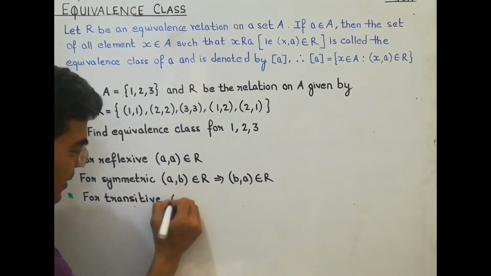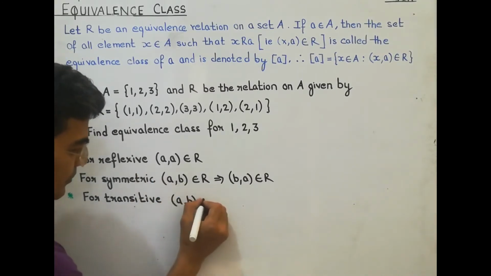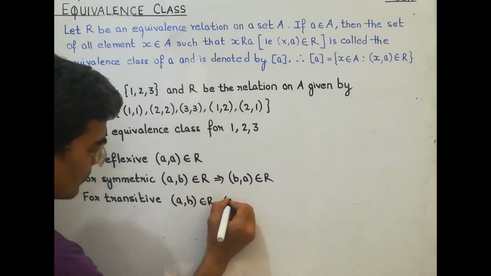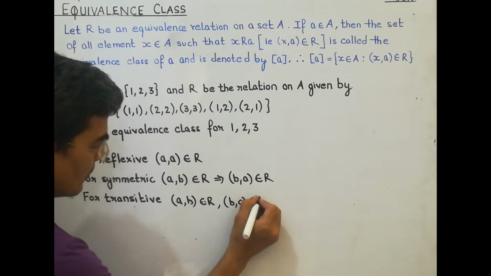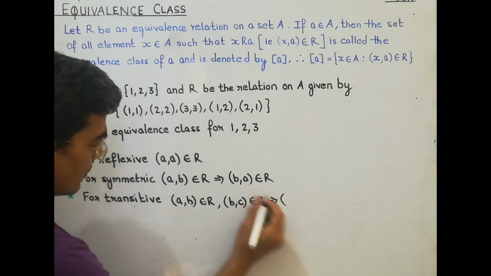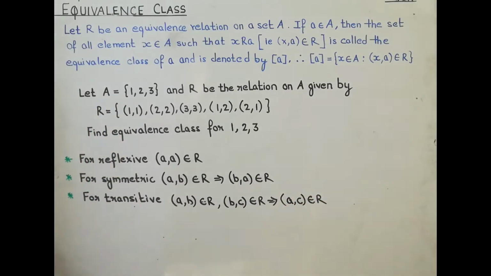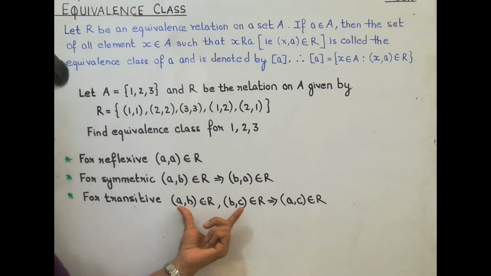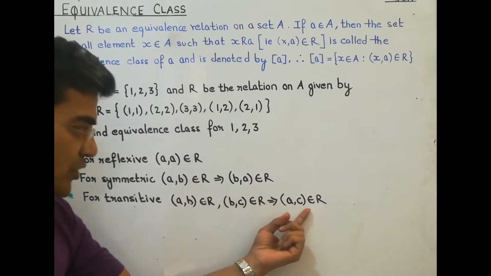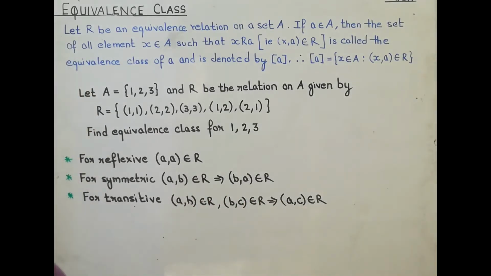Let us consider any three elements such that... now what does this mean? This means in the relation, if (a, b) is present then (b, c) should be present. In the relation, if the existence of (a, b) along with (b, c) implies (a, c), then the relation is transitive.